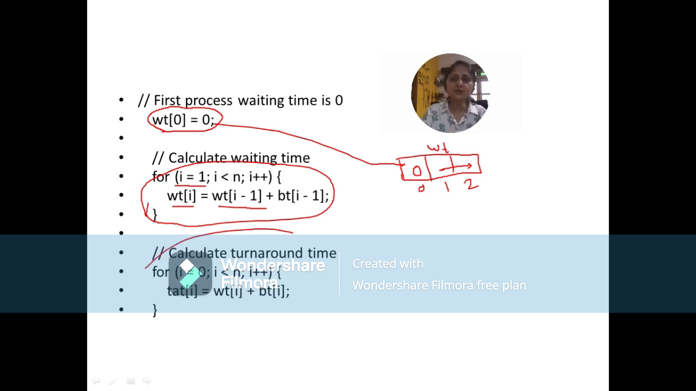Then the next for loop is to calculate the turnaround time. And for turnaround time, we have a separate array with 3 subscripts, 0, 1 and 2. And this is our TAT array. We have to calculate the TAT of each and every process. And what is the formula here? We are using TAT of I is equal to WT of I plus BT of I. It is again the same as our FCFS CPU scheduling algorithm.